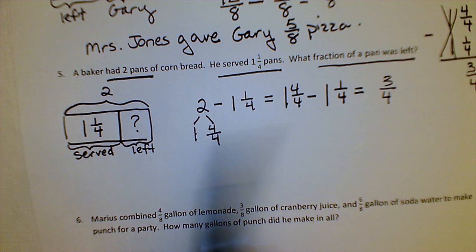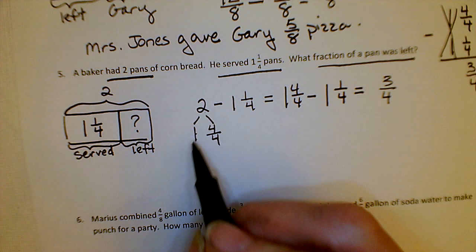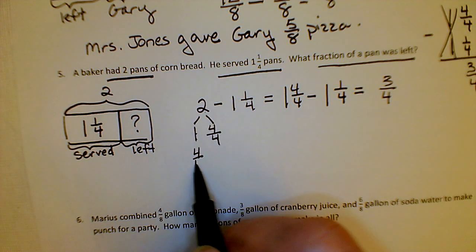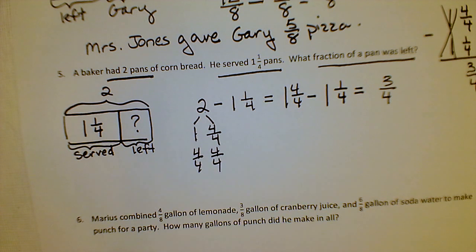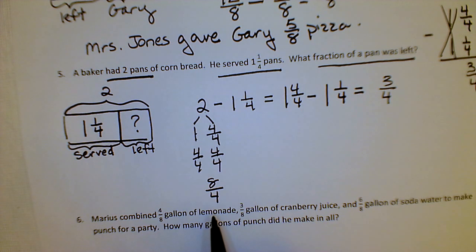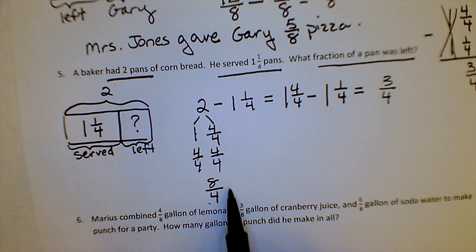Now another way that I could have done this is I could have actually turned this 2 into all fourths. So then this one would have also been 4/4. So I would have had 4/4 and 4/4, and if I'd done that, then I would have had a total of 8/4. So 2 is really 8/4: 4/4 from this one, 4/4 from this one. 1 and 1 is 2, but they also are 8/4.